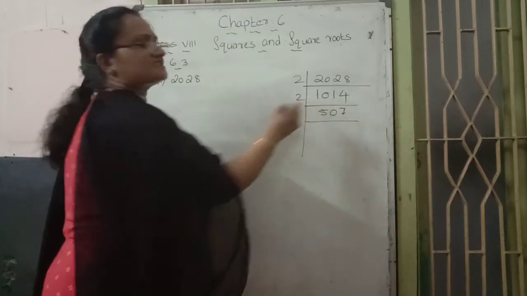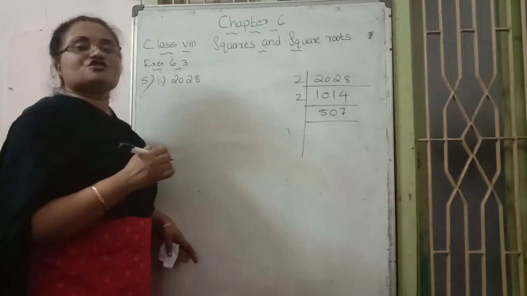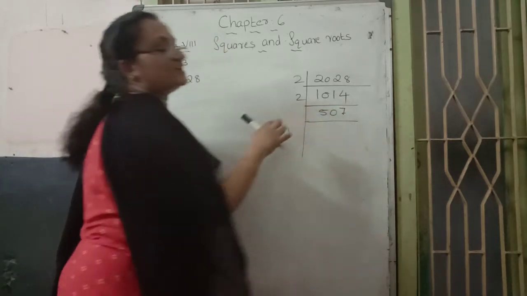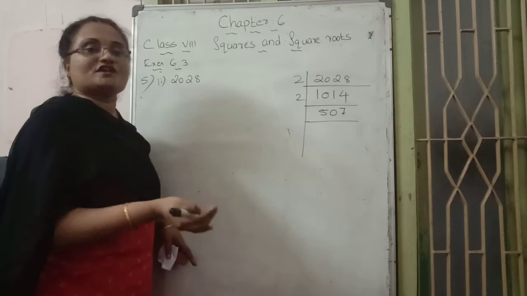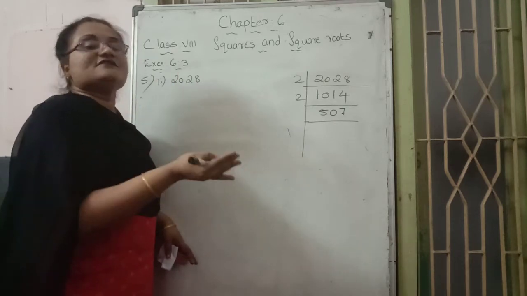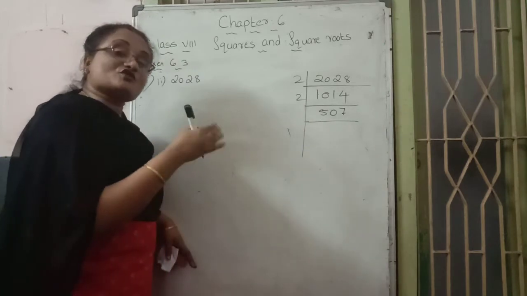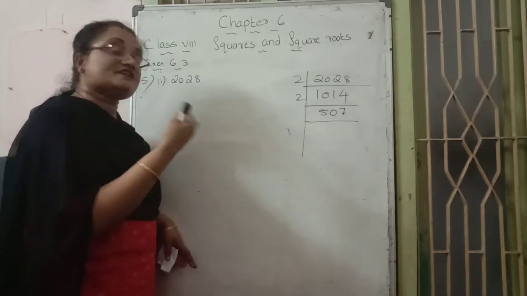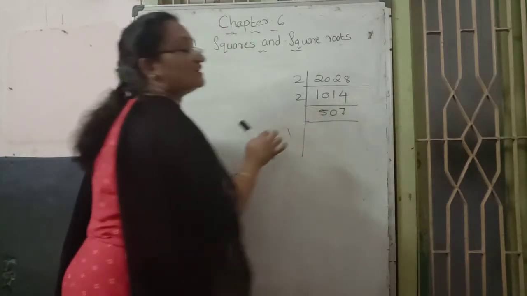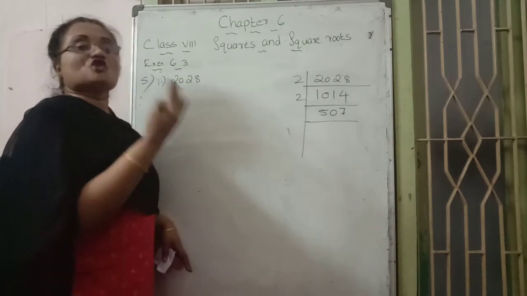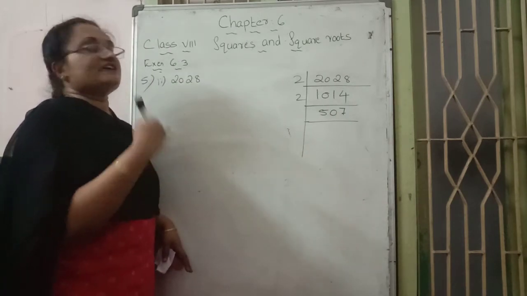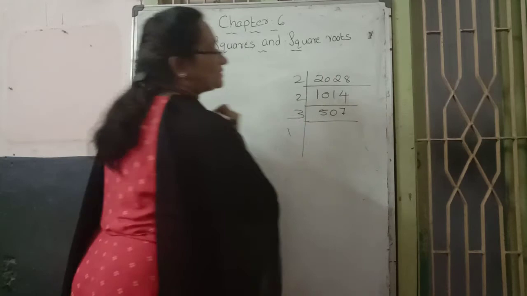Again, is it possible to continue with 2? No. You need to place 7. 7 is an odd number. That's why we go to the next prime number. Which is our next prime number? 3. Is it possible to divide with 3? How to identify? First we add 5 plus 7, comes to be how much? 12. 12 is a multiple of 3. That's why we can continue with prime number 3.